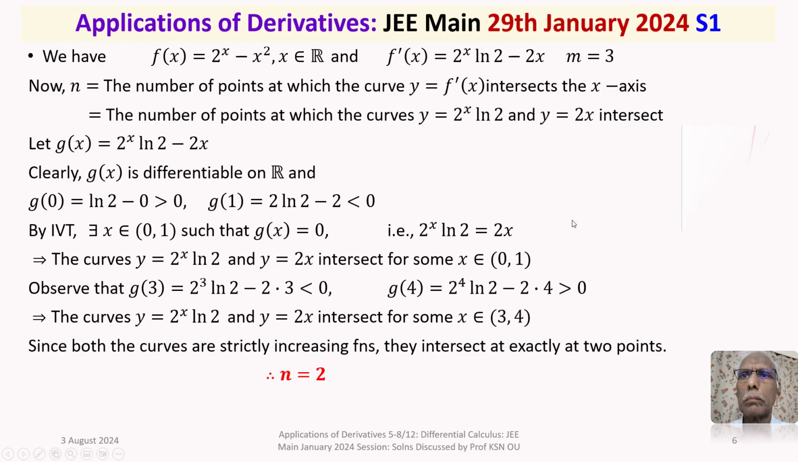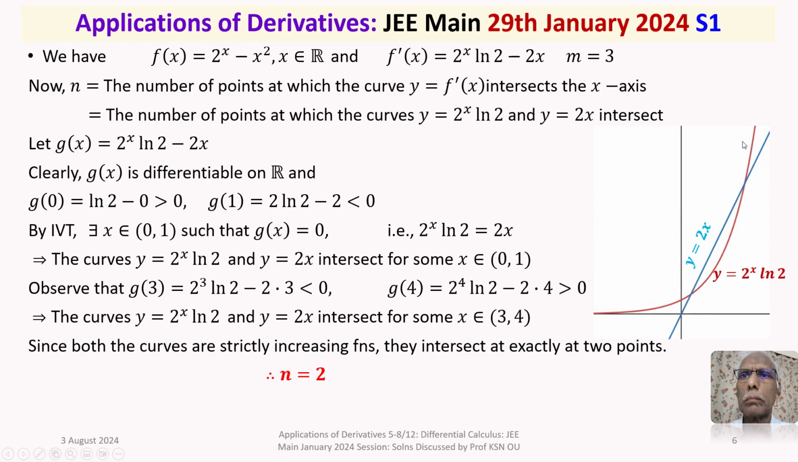Now I will show you. This is the diagram, and this is your y is equal to 2x straight line, and y is equal to 2 power x ln 2, that is the exponential curve. So the number of points of intersection is n is equal to 2. We are required to find the value of m plus n, so that is 3 plus 2, which is 5. That is, the answer is 5. Right.